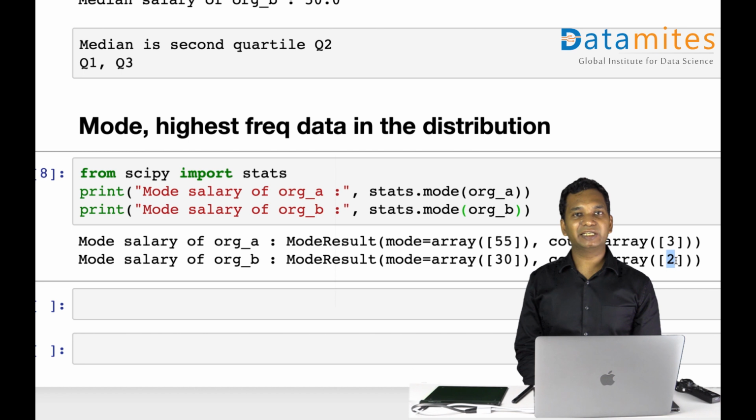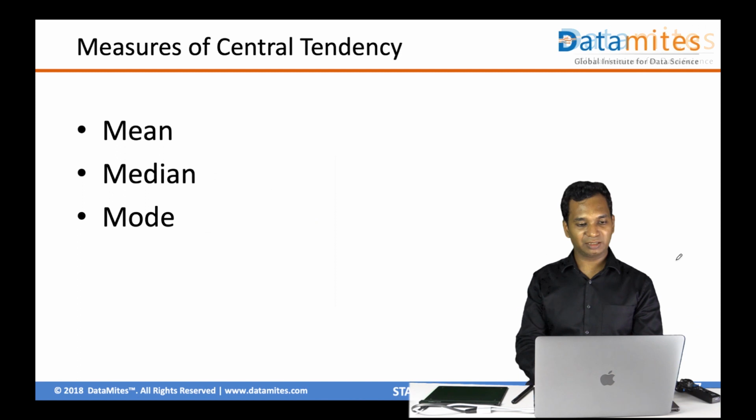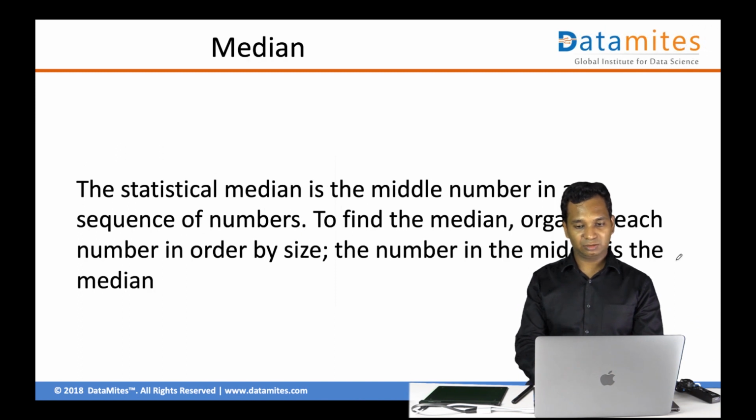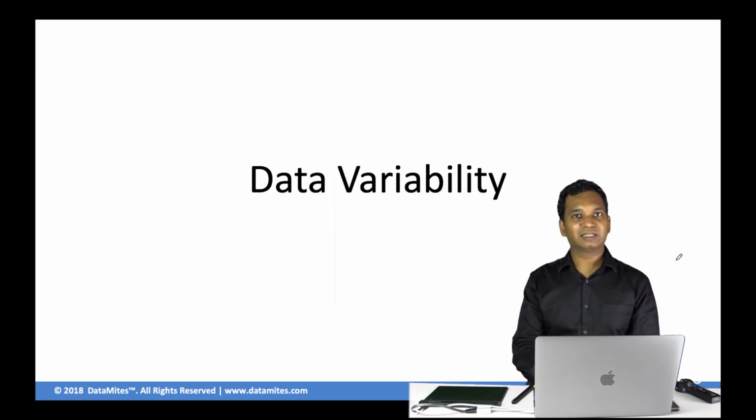So mean, median, and mode are called measures of central tendency. All right. So I have slides which you can quickly go through, just a description of the things which I've done hands-on. Okay. So that brings us to the end of the first topic, which is measures of central tendency. In the next video, we talk about measures of data variability.